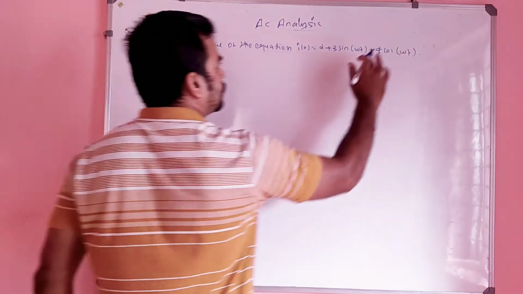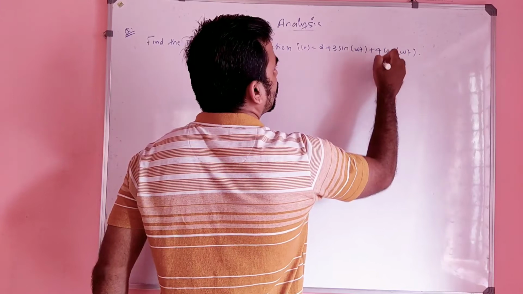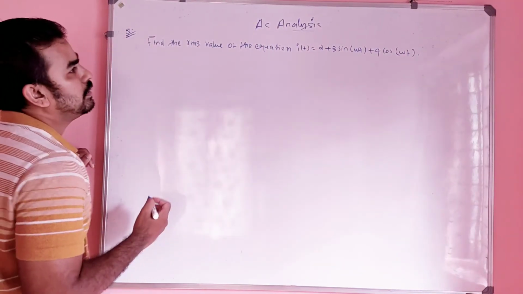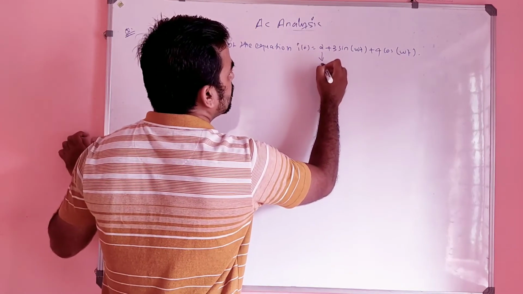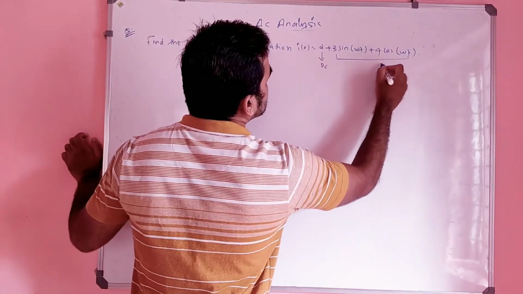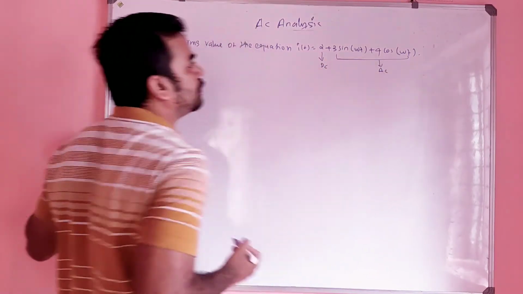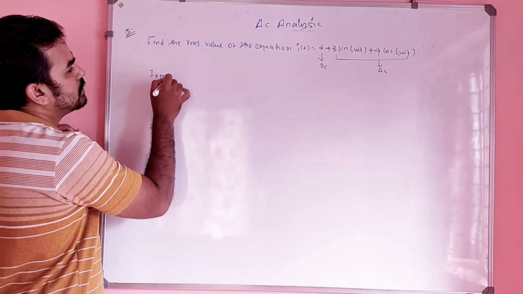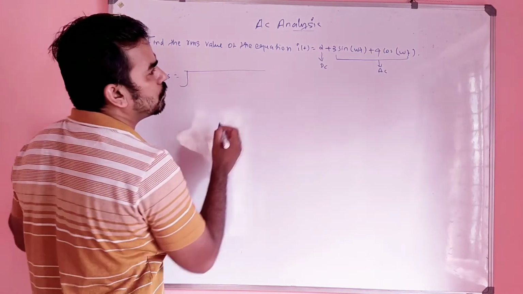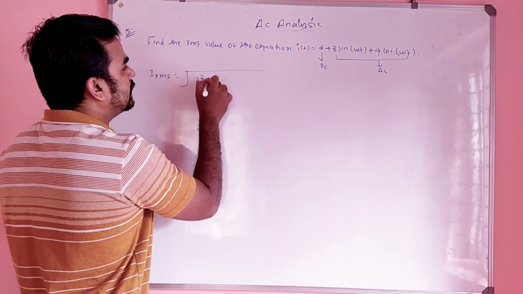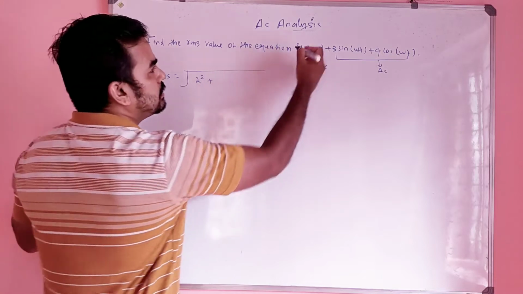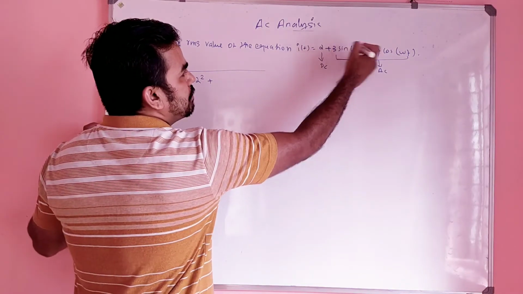How can we solve? Simple, right? This is nothing but DC and this is nothing but AC. So how can we find the IRMS here? IRMS is nothing but the root of the DC square plus the AC part, which is of the form I equal to Im sin omega t.